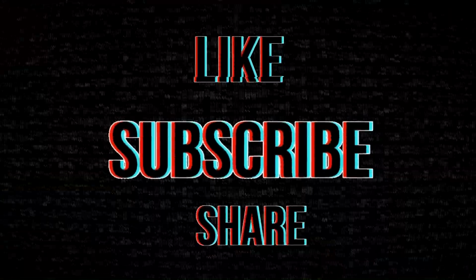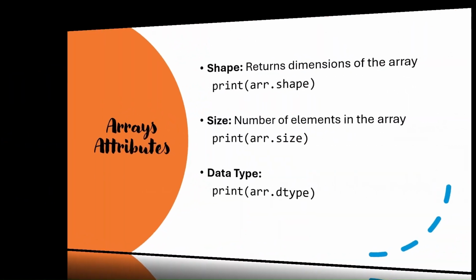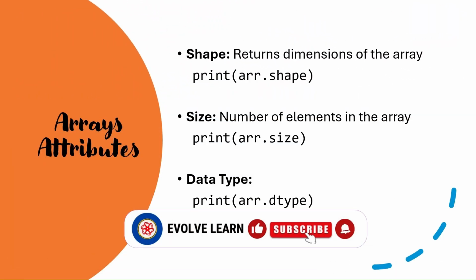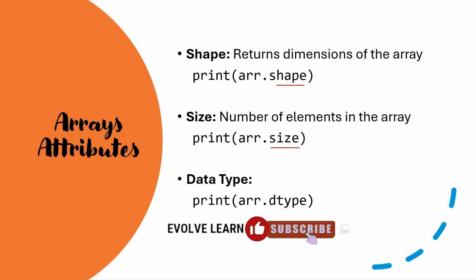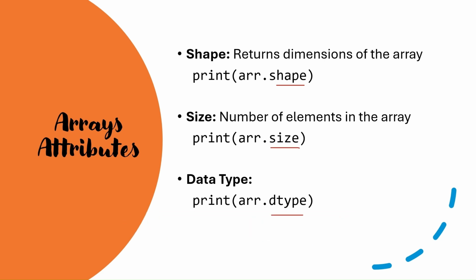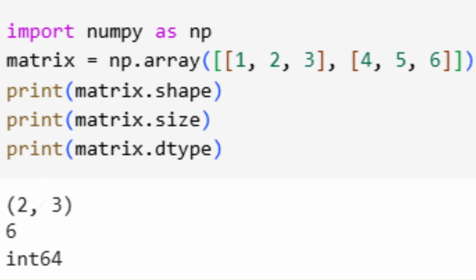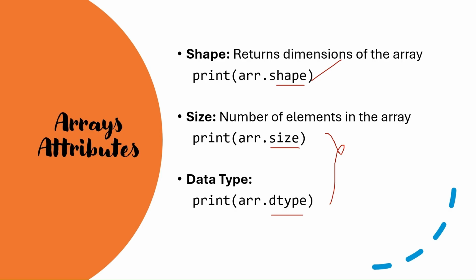Coming to the video, let's talk about array attributes. Every NumPy array has attributes that provide crucial information. For example, shape gives the dimension of the array, size tells us the total number of elements, and dtype reveals the data type stored in the array. For example, if we print array.shape, it will show the dimensions of our array. Likewise, if we print size and dtype, it will show us the size and data type stored in the array. These attributes help us understand the structure and properties of our NumPy array, making it easier to work with them efficiently.